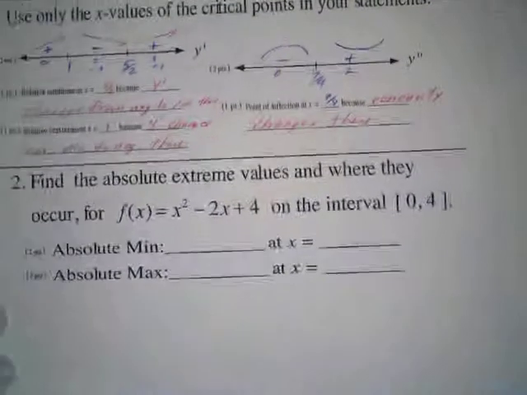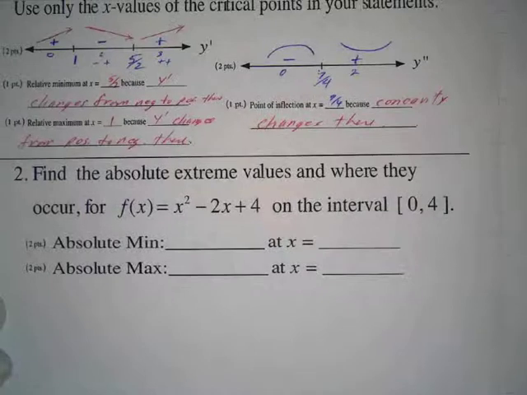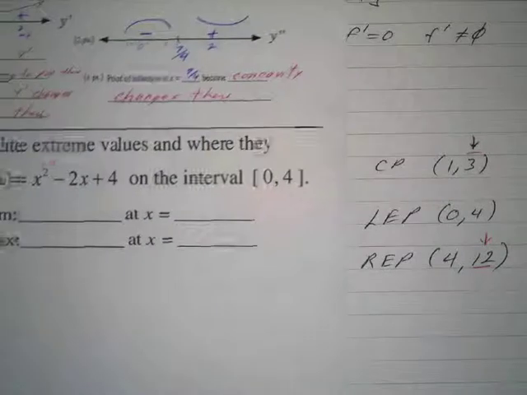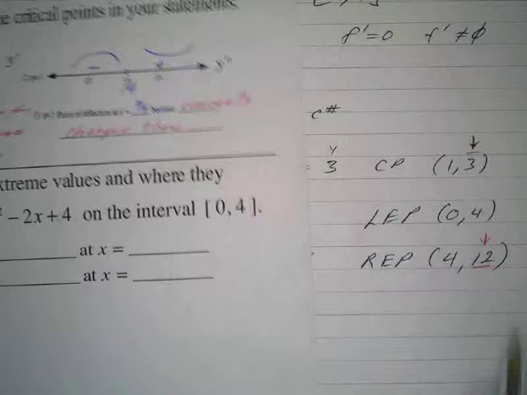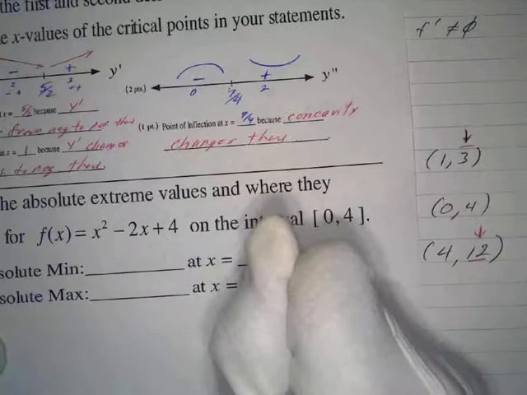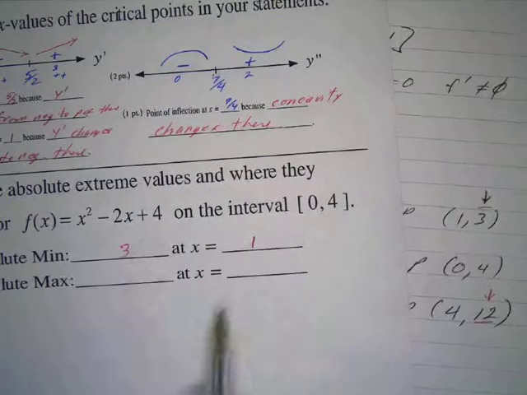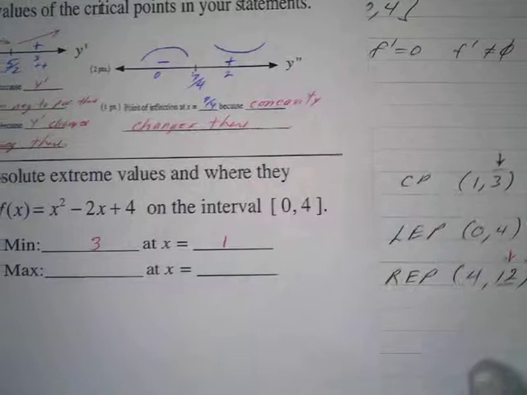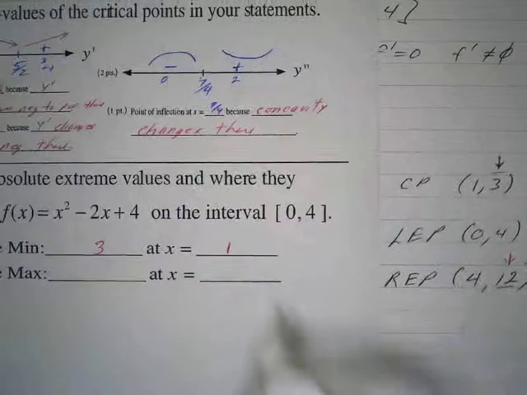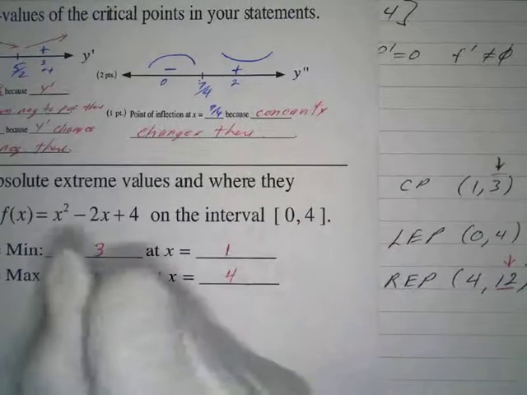So I go back over here, and we'd want you to write the absolute minimum, and you want to make sure that you stipulate this. The minimum value is going to be at x equals 1, and my minimum value is 3. Two points. And at x equals 4, my maximum value is 12. So that's all you would have to do for that.